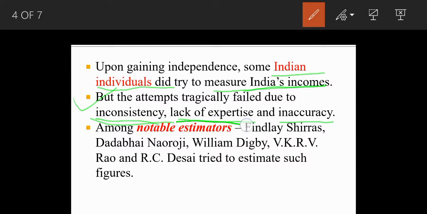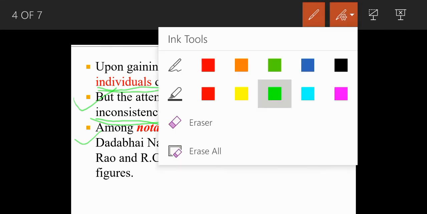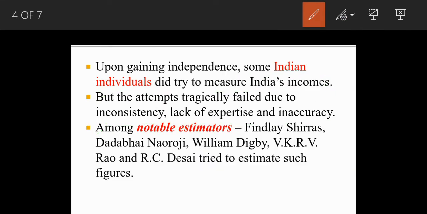There were lack of expertise and inaccuracy. So let's see who were the Indian individuals who took the pleasure of calculating national income, or India's income. We call them notable estimators. One we have is Findlay Shirras, Dadabhai Naoroji, William Digby, VKRV Rao.